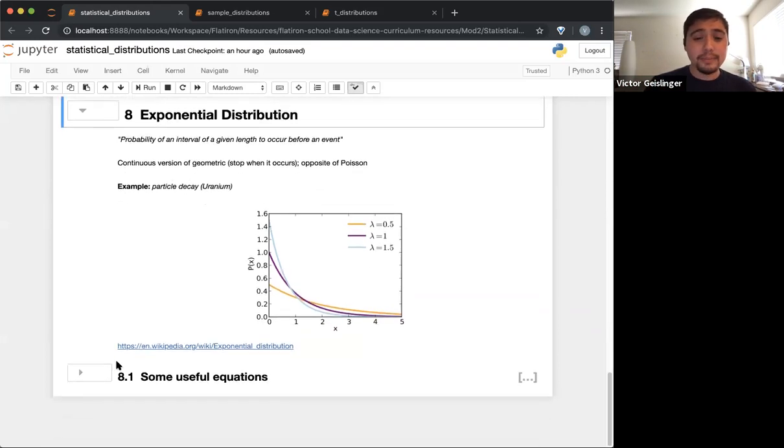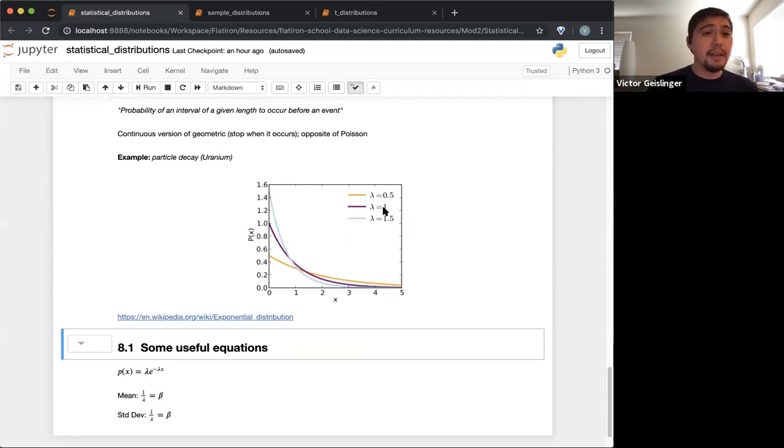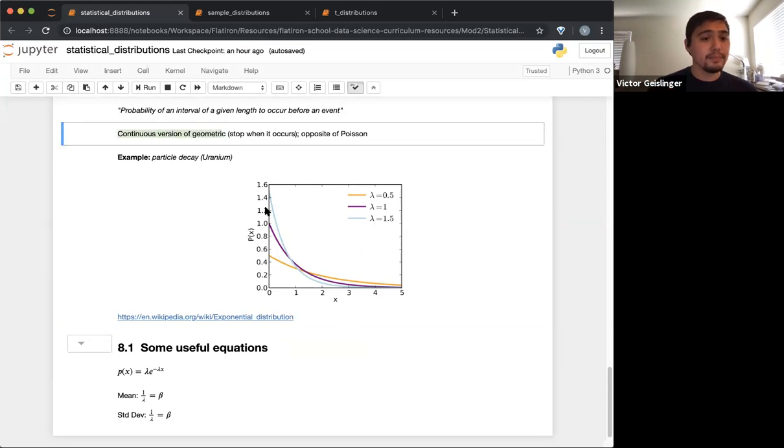A lot of times you'll see these equations with lambda, but in certain fields you'll see it described as beta, where 1 over lambda is beta. Basically it describes how often it decays. When I say decay, it happens once and then you stop counting, because once the particle decays, you're done counting. So you can think of it similar to a stopping factor, but again, a continuous version of geometric.